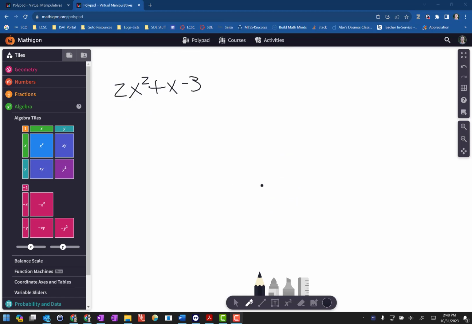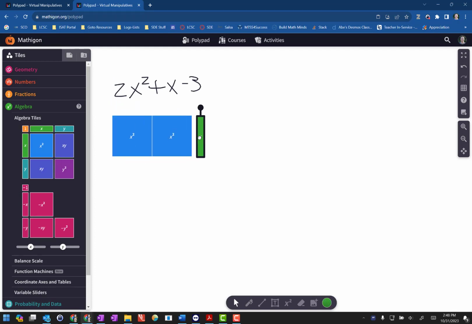So we have two things going on. We have some negative values, and we also have a number that isn't 1 in front of our x squared term. So to factor this, let's start putting our pieces out. We have 2x squareds, 1x, and negative 3.